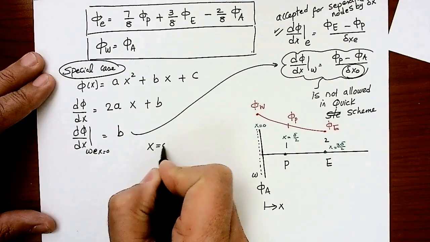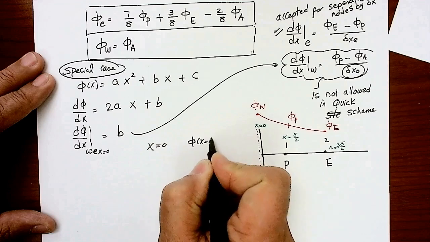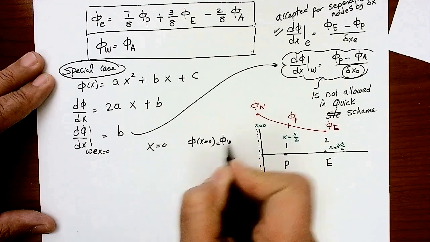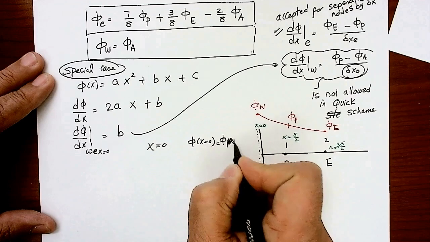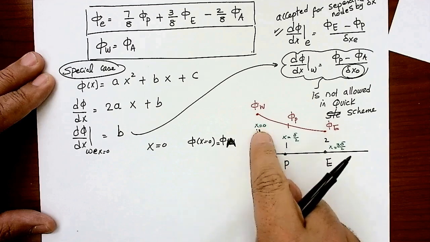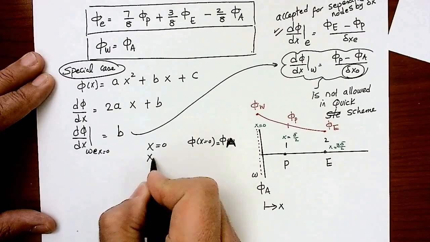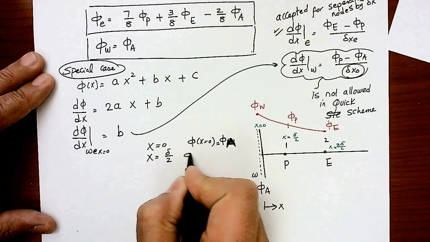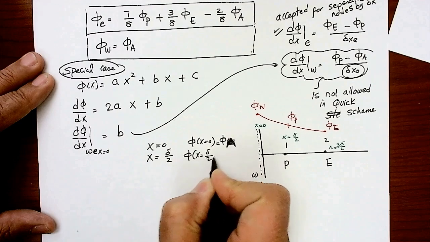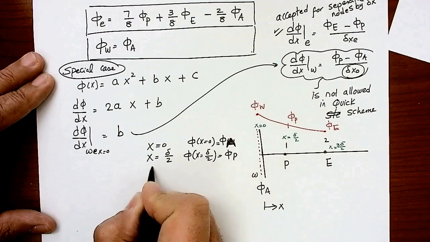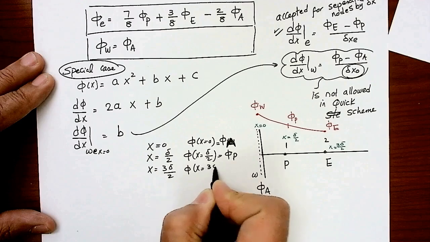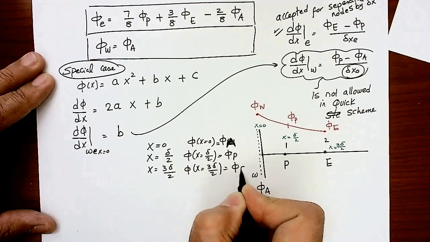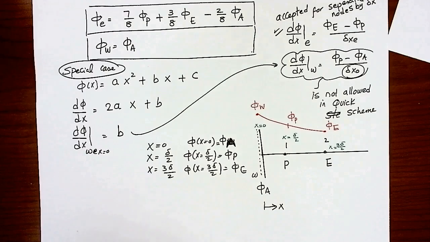At x equals 0, I know the phi at x equals 0 is actually phi west. Sorry, it's phi a. At x equals 0, it's phi a. At x equals delta over 2, phi at x equals delta over 2 is simply phi p. And at x equals 3 delta over 2, phi at that value is phi east. Then you substitute into the equation, so you can actually find that quadratic equation.